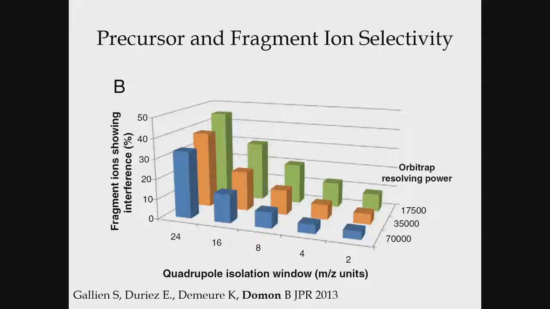So if you look here, as you go from 24 mass to charge, so basically DIA type windows, your percentage of fragment ions that are going to be interference free is going to drop significantly as you go from 24 mass to charge to 16 to 8 to 4 to 2. It doesn't drop quite at that same rate as you go from 70,000 resolving power, 35,000 to 17,000. So you're better off going faster with narrower isolation windows than you are going slower and doing wider precursor isolation windows. In general, precursor isolation is more important than product ion resolving power.